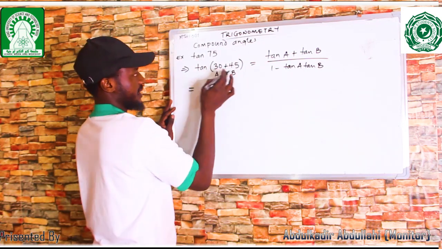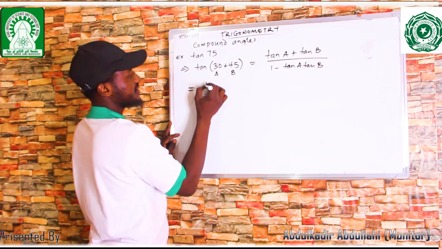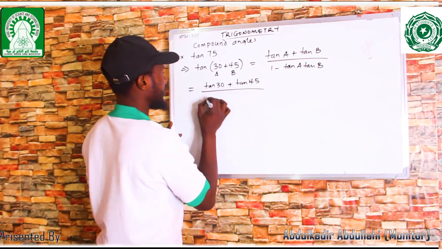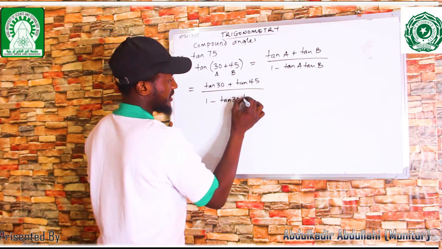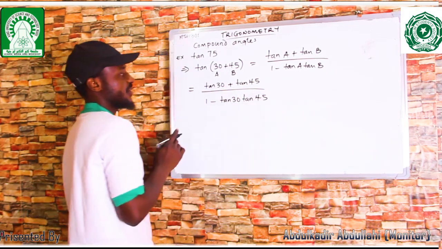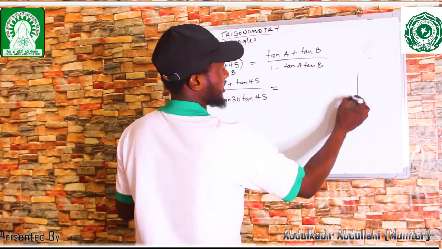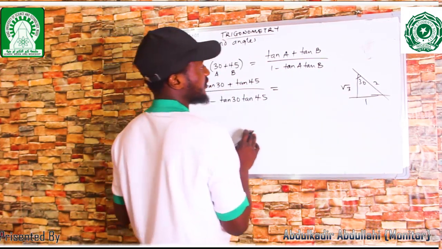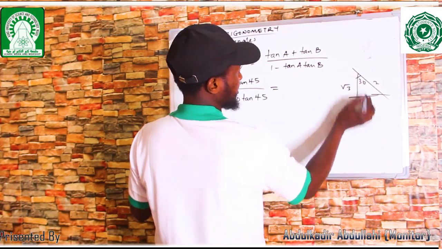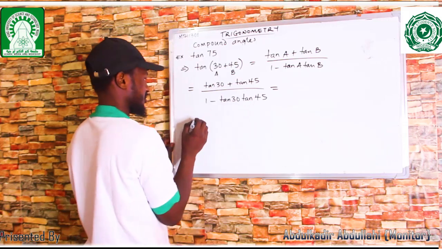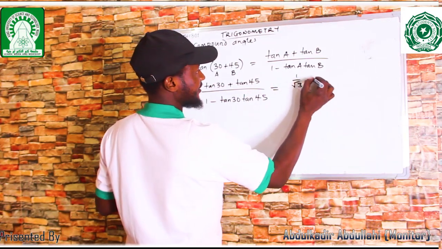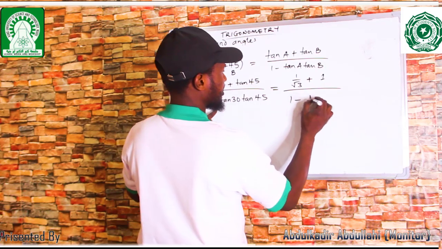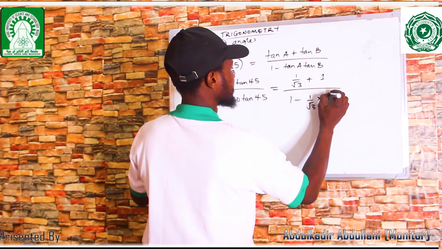So our A is now 30 and B is 45. We're going to have tan 30 plus tan 45 all over 1 minus tan 30 tan 45. From the special angles, what is tan 30? We have our 30 here, we have 1, 2, and root 3. Tan is opposite over adjacent, 1 over root 3. So tan 30 is equal to 1 over root 3, plus tan 45 is 1 from the special angle. Then 1 minus tan 30, 1 over root 3, times tan 45 which is 1.